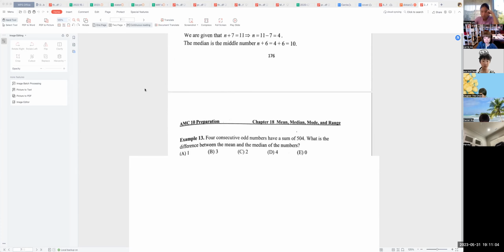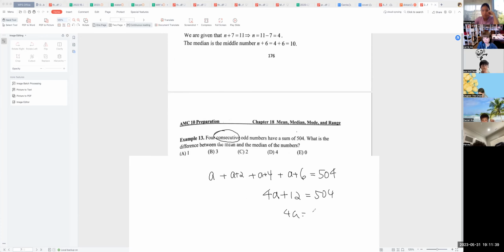So this time, Elaine and Chapter did really quickly, and I think you're right. Okay, so let's take a look at this one. 4 consecutive odd numbers have the sum of 504. So what does consecutive odd numbers mean? That means if the first one is A, the second one is A plus 2, the third one is A plus 4, and the fourth one is A plus 6, correct? And adding them all together should equal 504. So all I need to do is 4A plus 12 equals 504. So 4A equals 492.